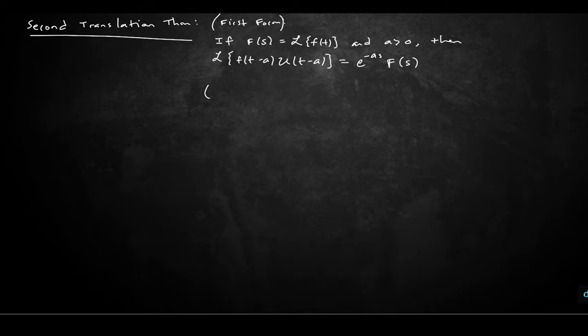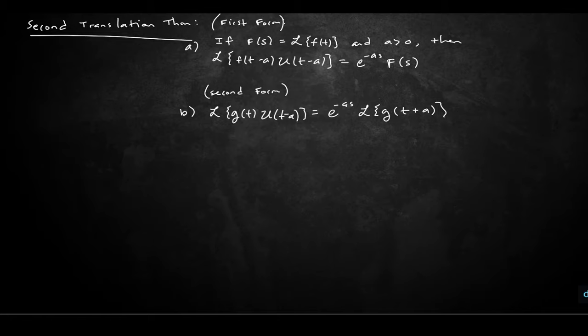And then the second form of the second translation theorem says, so we'll call this one part A, we'll call this one part B. It says Laplace of function g of t times u of t minus a equals e to the negative as times Laplace of g of t plus a. So they really say the same thing.